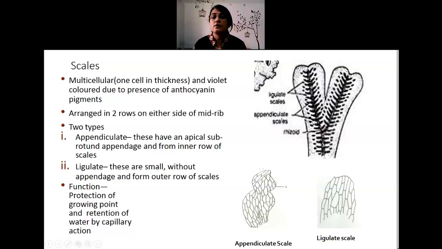We find the ligulate scales on the outer row and appendiculate scales in the median or midrib region. The main function of the scales is protection of the growing point and retention of water by capillary action. That is why the thallus can thrive even in dry conditions, as water is retained within these scales and keeps the ventral surface moist.